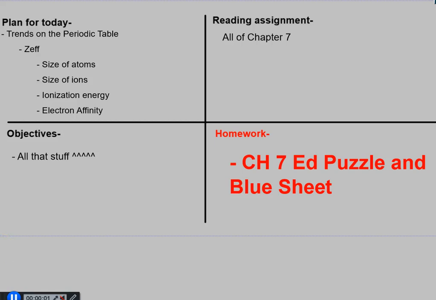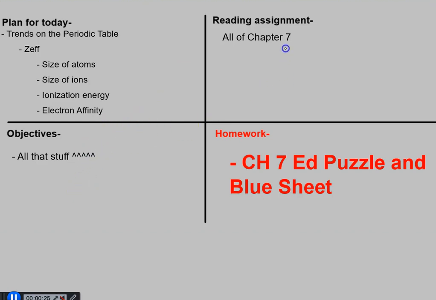All right, so here's our plan today. The ZEF, which we talked about already, size of atoms, size of ions, ionization energy, and electron affinity. If we can knock those four out, then we've knocked out pretty much 99% of this chapter. Sound good? All right, so the objective is to do all that stuff effectively.